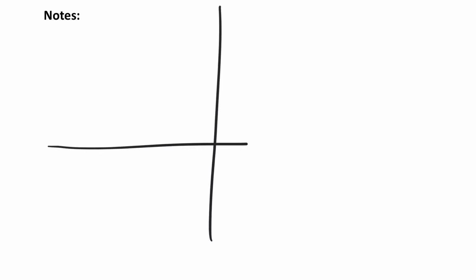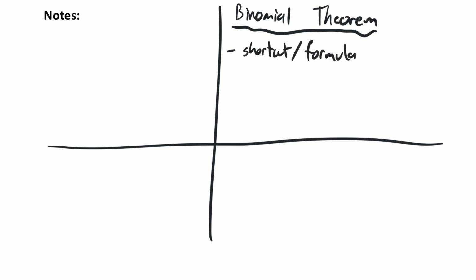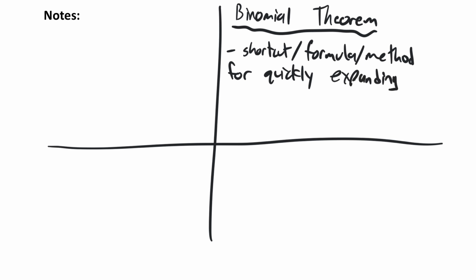All right, let's go ahead and take some notes on this. The shortcut we've been doing has a fancy name. It is called the binomial theorem. And the binomial theorem is a method for, you can think of it as a shortcut or a formula, or a method for quickly expanding something that looks like this: ax plus b to the power of n.